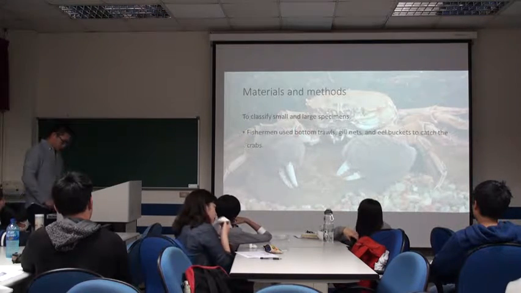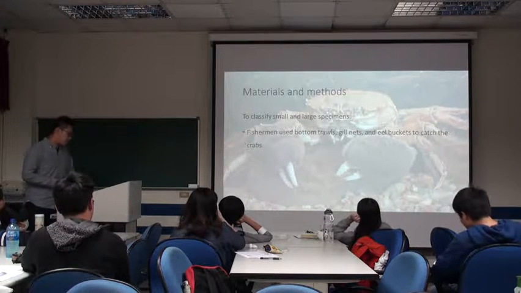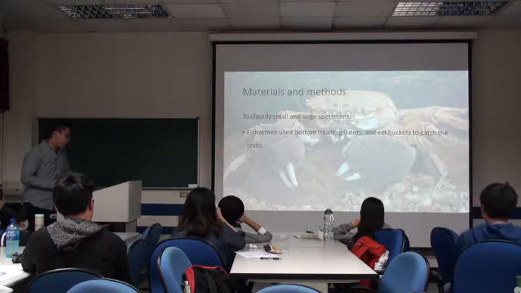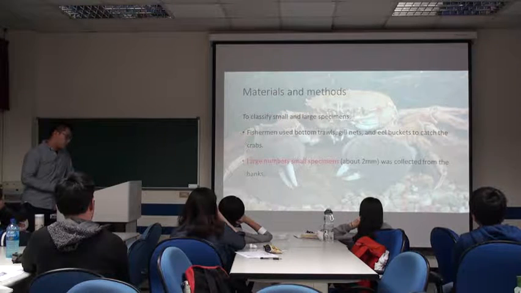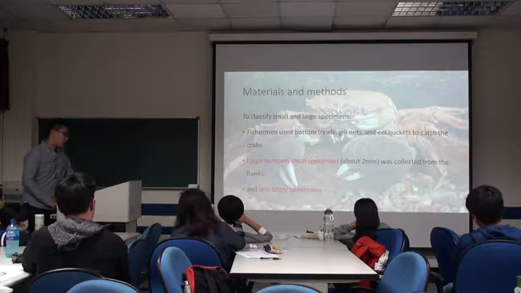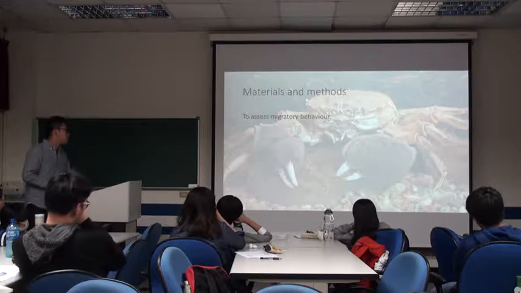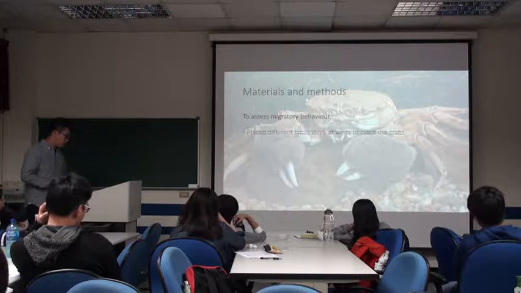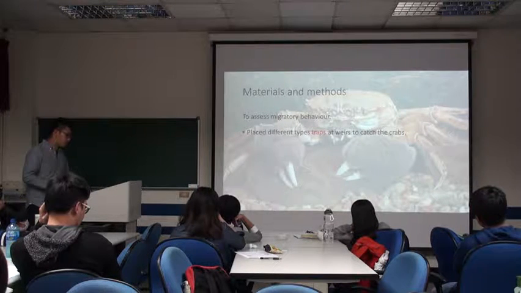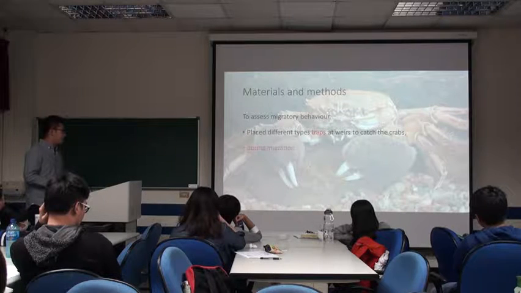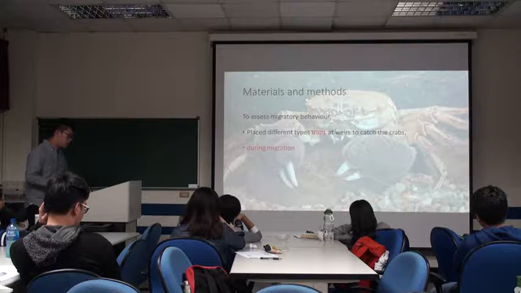To classify small and large specimens, the fishermen used bottom trawls, gill nets, and gill buckets to catch the crabs. A large number of small specimens was collected from the banks, and fewer large specimens. And to assess the migratory behavior, the people dropped some different types of traps to catch the crabs during their migration, to find out the cycle of their migration.